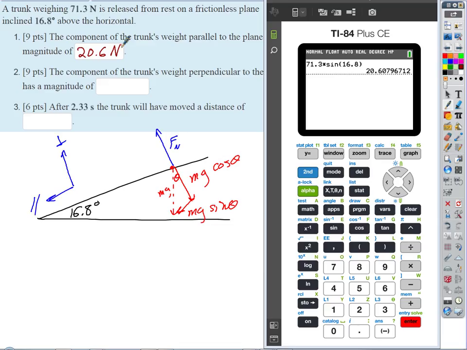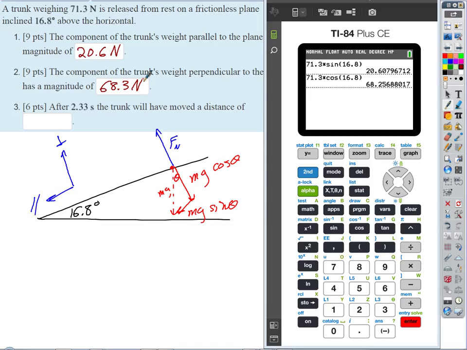Well, that's going to be the same thing, right? I'm just going to take that last calculation and turn the sine into a cosine. And so I get, what's that, 68.3 newtons? Okay. And notice how the points are spread out here. Most of the points are the first two parts, and now only 6 of the 24 points are coming from the last one.